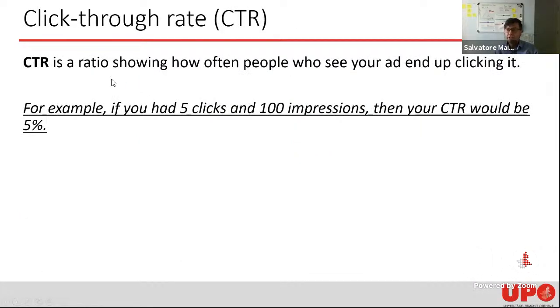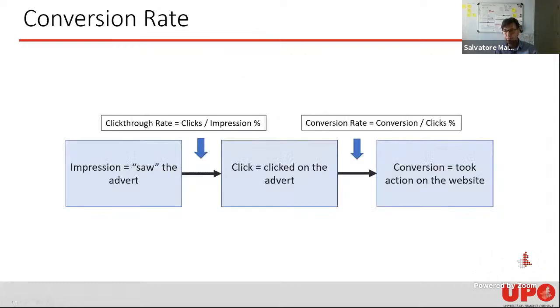Now, the click-through rate is just a ratio, and this is the example. If you have 5 clicks over 1,000 impressions, your click-through rate will be 0.5%. A good click-through rate is probably between 5 and 10%. Everything above 4%, to be honest with you, is a really good click-through rate. And then it depends on what channel you're going to use. But for Google pay-per-click, for instance, about 4% is a good click-through rate.